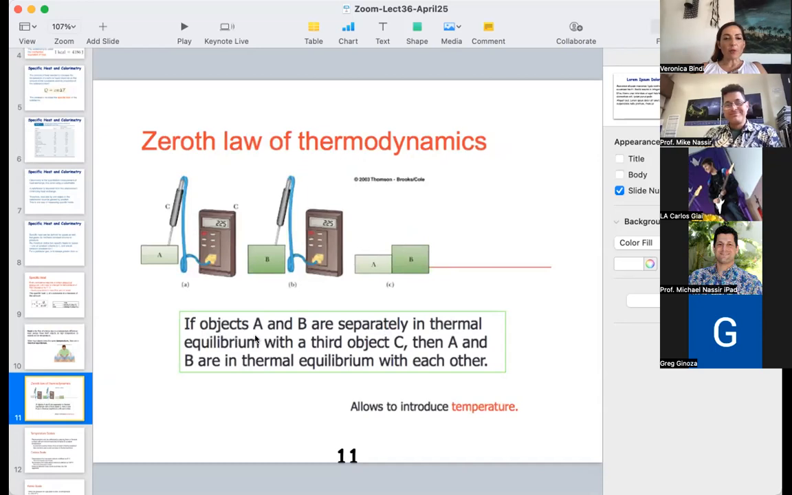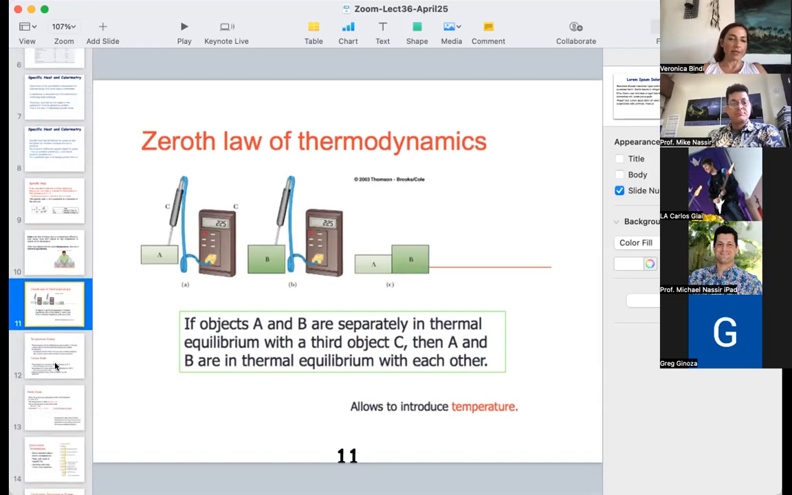The zeroth law of thermodynamics can be considered like this: if we have three objects, and objects A and B are separately in thermal equilibrium with the third object C, so that A is in thermal equilibrium with C and B is in thermal equilibrium with C, then A and B are also in thermal equilibrium with each other.